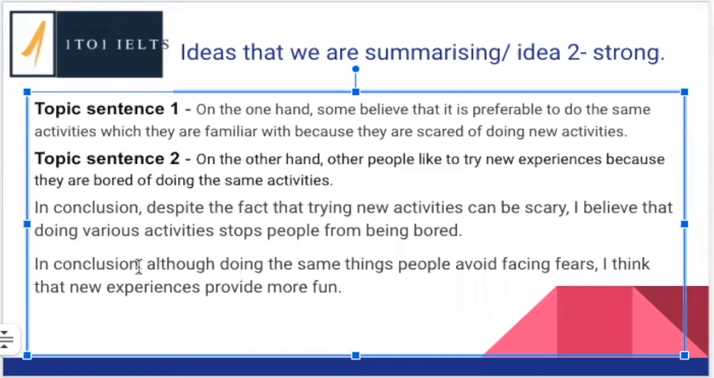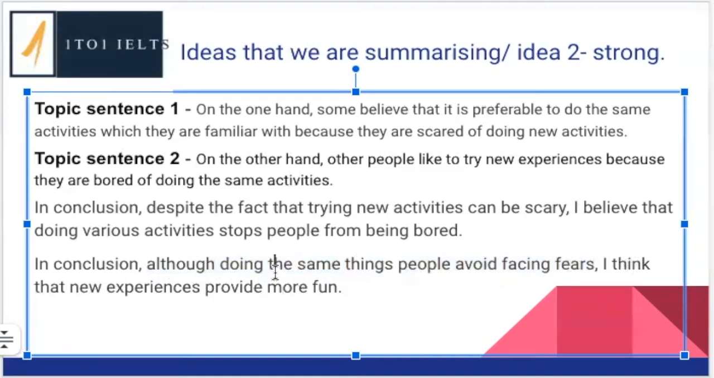Okay, so in conclusion, although, nice, so this is the other option, we've got this although. A mistake I see many people make with although is they put a comma after it. We never put a comma after although. The comma comes at the end of the dependent clause. So: in conclusion, although doing the same things, people avoid facing fears, I think that new experiences provide more fun. Okay, so we definitely got two ideas and our opinion is clear.